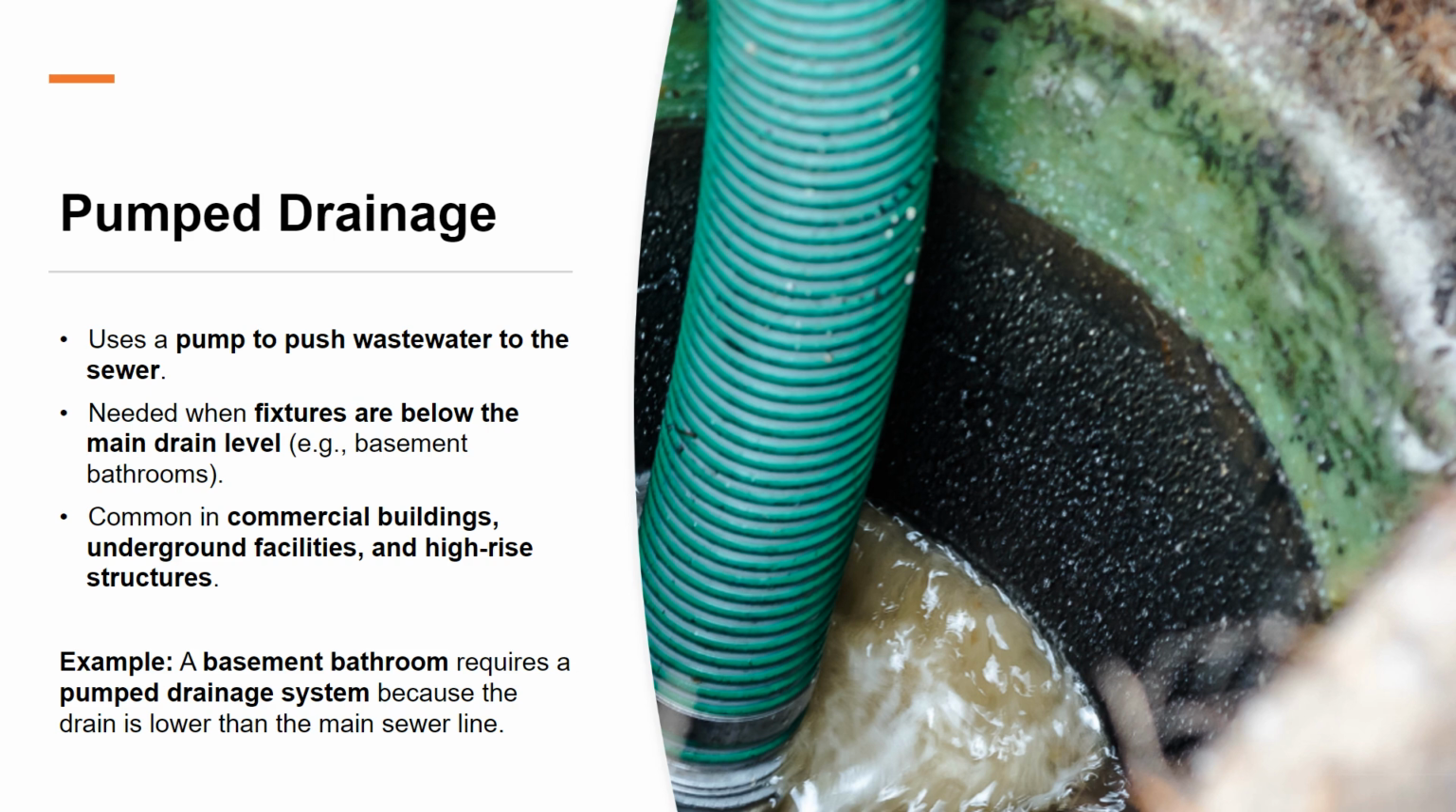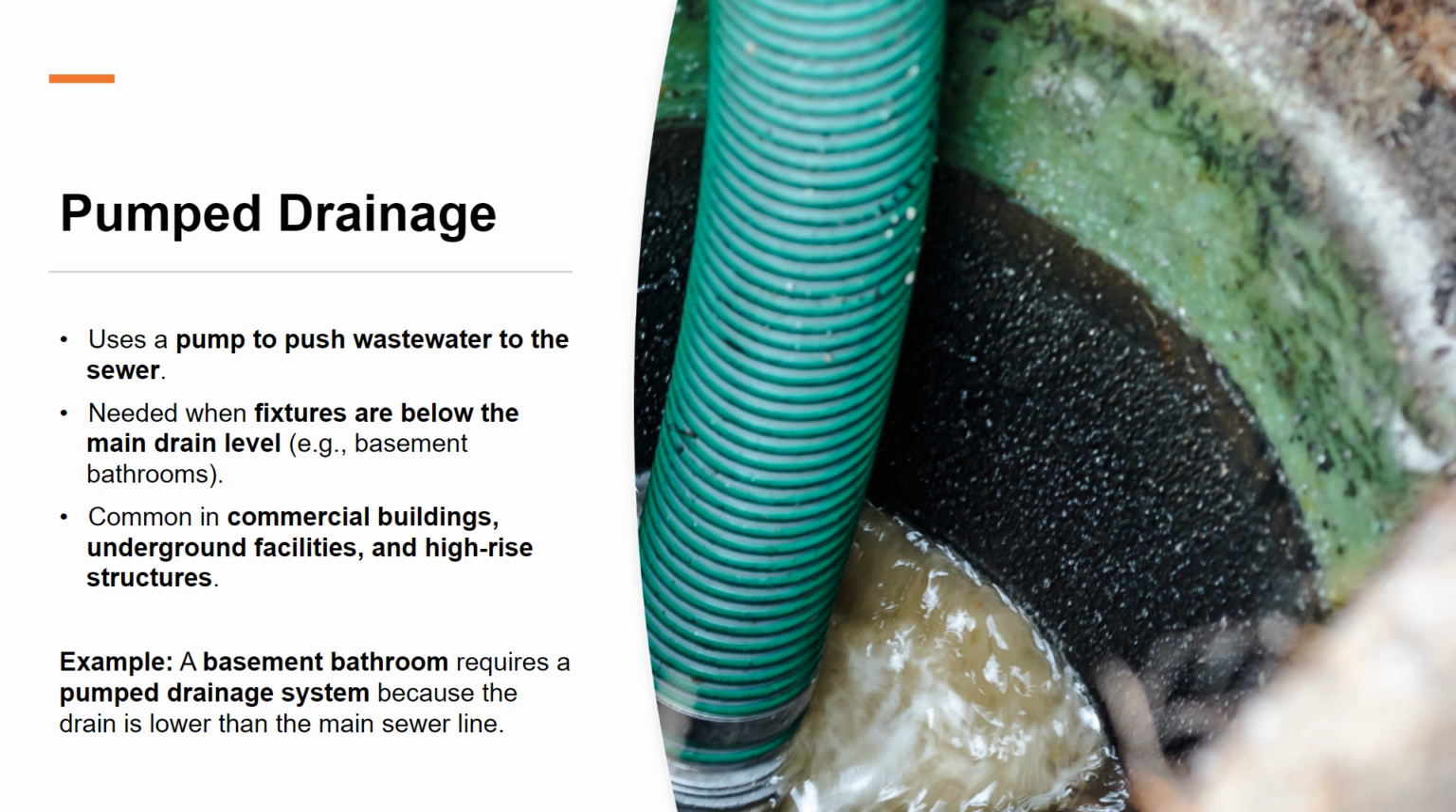What is pumped drainage? Pumped drainage uses an electric pump to force wastewater through pipes, either upwards or across long distances, until it reaches the main drain, soakaway, or septic tank. When do you use it? When the fixture is below the main drainage level, like in a basement or underground toilet, when there isn't enough natural slope to support flow. When drainage needs to be lifted or pushed horizontally across a site.